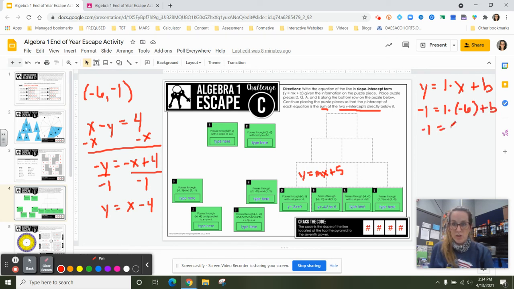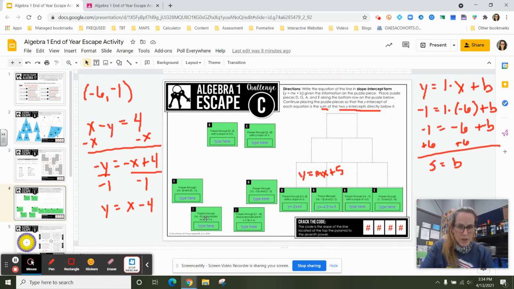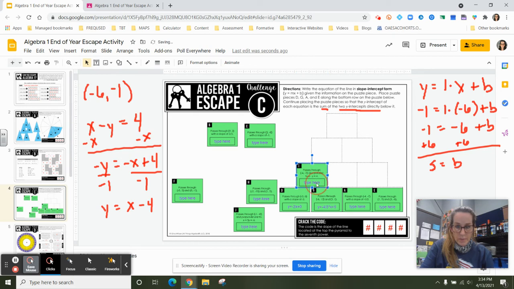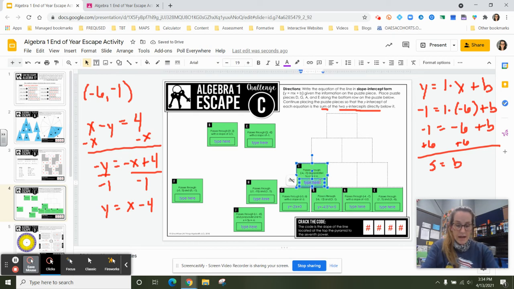Let's see here. So that's just -6 plus b. Add 6 to both sides. And hey, I get 5 is equal to my b. So I know a couple of things. I'm going to erase this. I know that I is going to go right here. And I know my equation for I is going to be y equals x plus 5. I'm going to type that equation in.